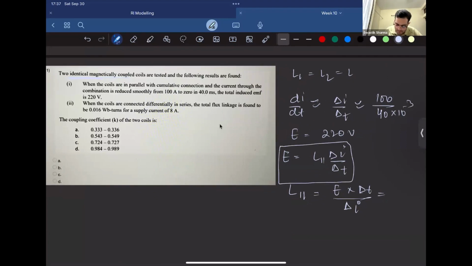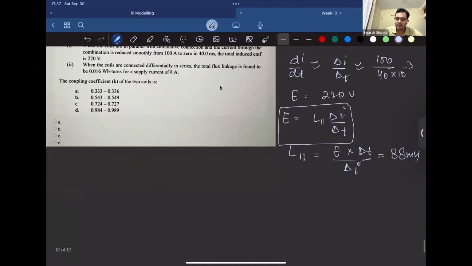Because it's connected in parallel, I have denoted it as L parallel. So can we get L parallel from it? Yeah, we can. So can you tell me what's the answer? It would be 88 millihenry, right?